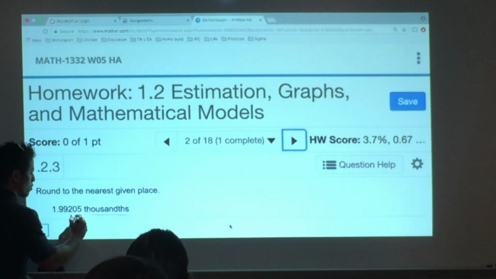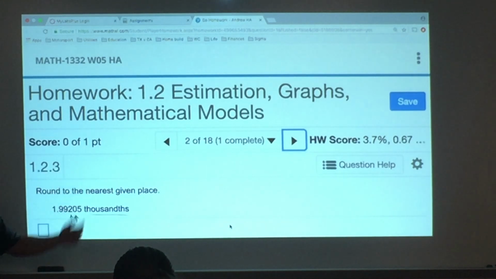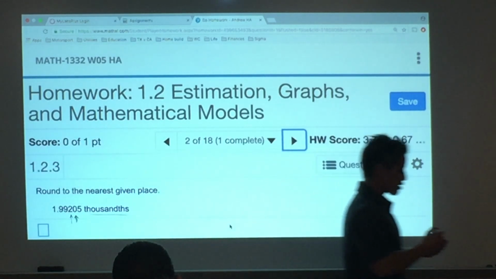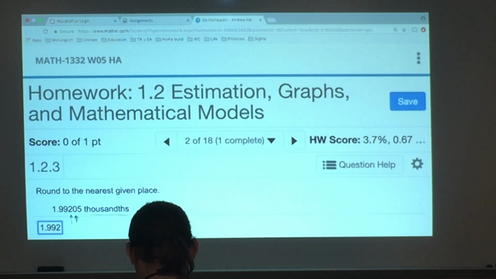Again, when we're rounding with decimals, we still look directly to the right to help us determine how we're going to round. If the number directly to the right is 4 or less, we keep it the same. If it's 5 or larger, we round up by 1. Because that's a 0, that 2 is going to stay the same, and everything to the right of it is going to be a 0. Let's take a look at how to enter that. 1.992.